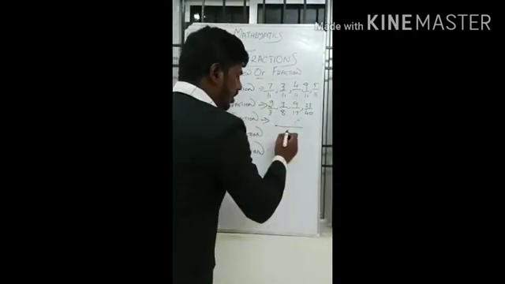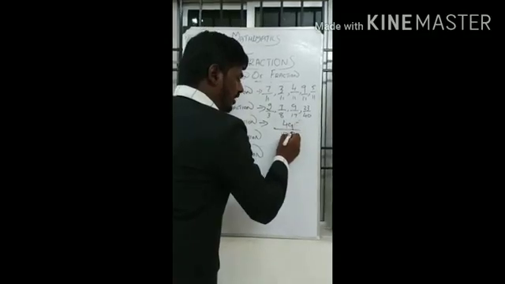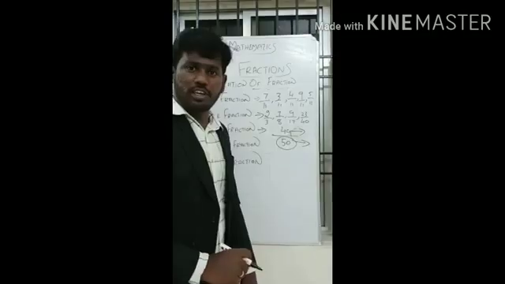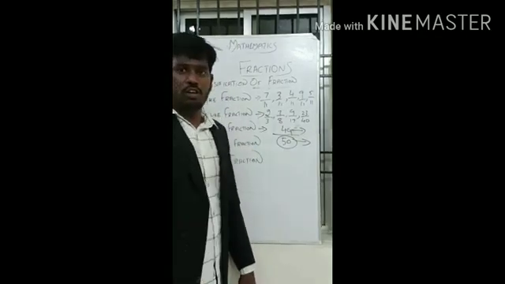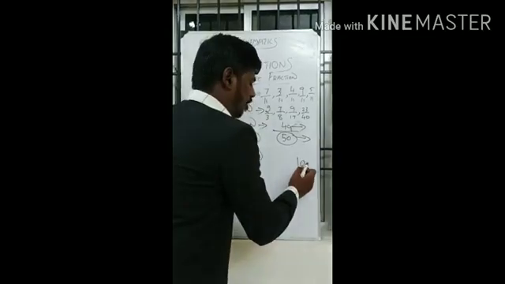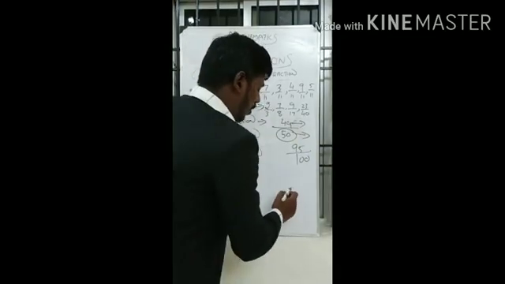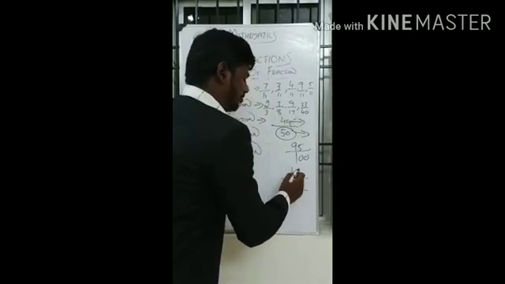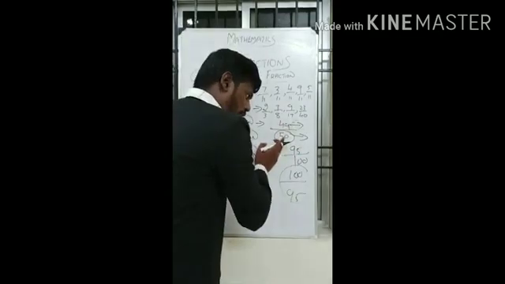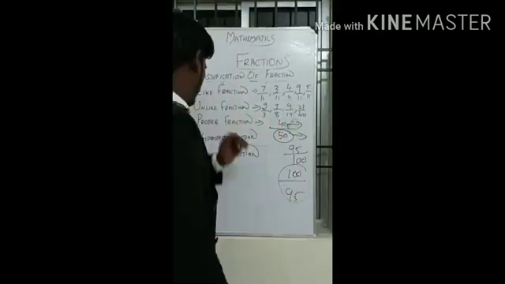For example, 49 by 50. Here 50 is bigger and 49 is smaller. Always the denominator should be bigger and the numerator smaller, then it is called a proper fraction. You can see in your exam paper also, your teacher will give the mark like this: out of 100, 95. They won't give the mark as out of 95, 100. Do you understand what I'm saying? So when the denominator is bigger and the numerator is smaller, it is called a proper fraction.